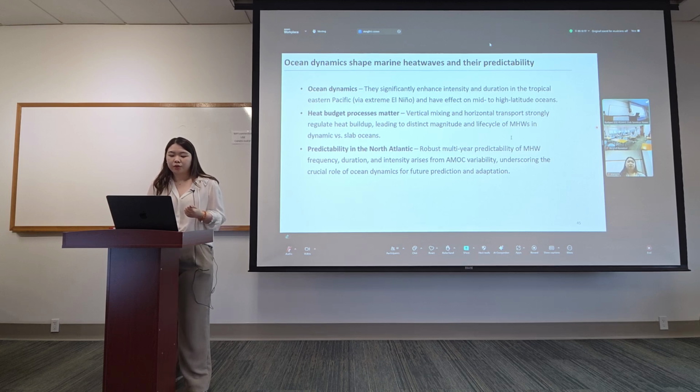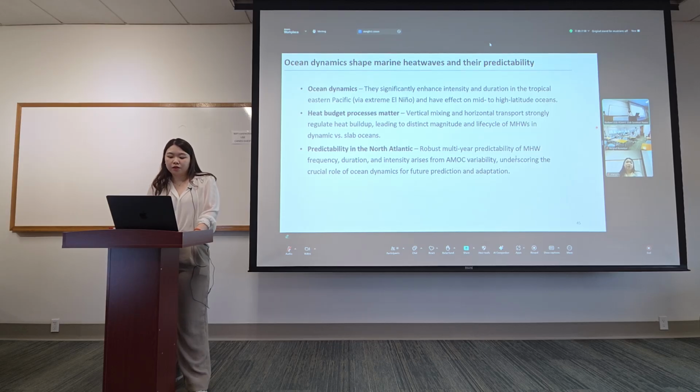Second, the underlying processes are important. The vertical mixing and the horizontal heat transport strongly shape how the heat builds up. So the intensity and the life cycle of marine heat waves look very different in a fully coupled ocean compared to a slab ocean.